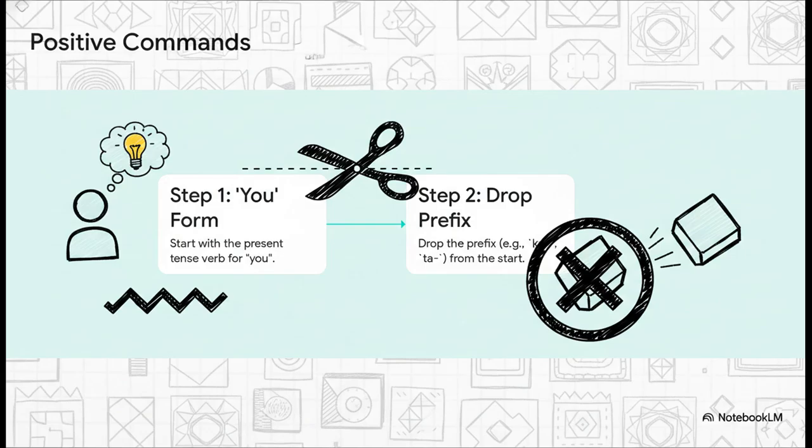Simple as that. So here it is, the magic formula. And it's just 2 steps. You literally take the verb you'd use for you in the present tense, and then you just chop off the little prefix at the beginning. That's it. What's left over? That's your command. Let's see what that looks like in the real world.